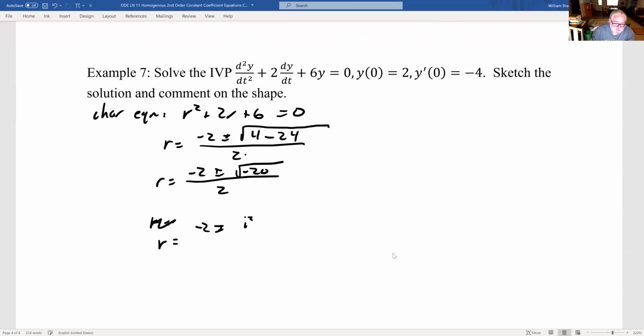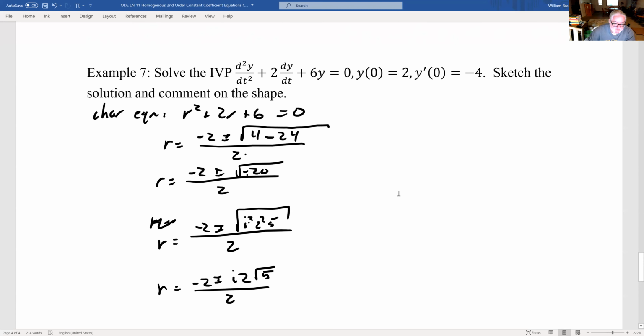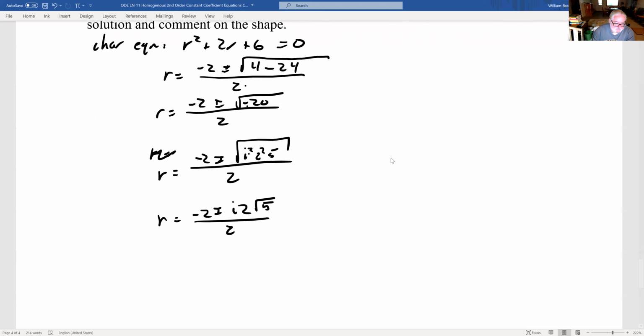i squared. The 20 is a 2 squared, which is 4 times 5. Right? So 20 is 4 times 5. That's 2 squared times 5. The minus sign is an i squared. So anything that's squared then can come out of my square root. And we get r equals -1 plus or minus i root 5.